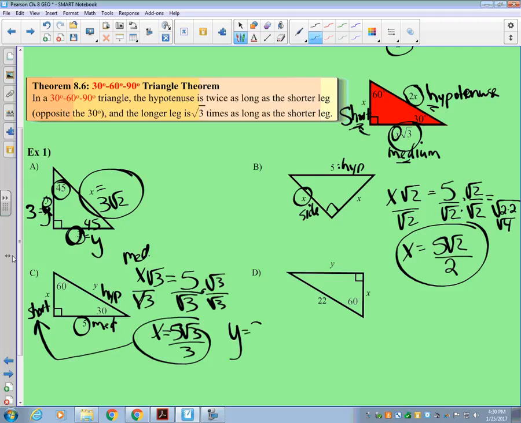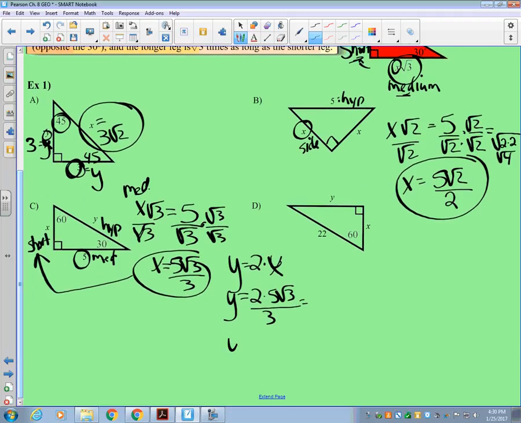Y is equal to 2 times x. So that is equal to 2 times 5 root 3 over 3. Or y is equal to 10 root 3 over 3.